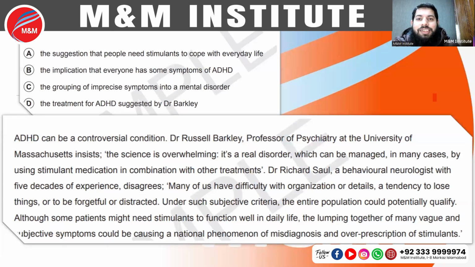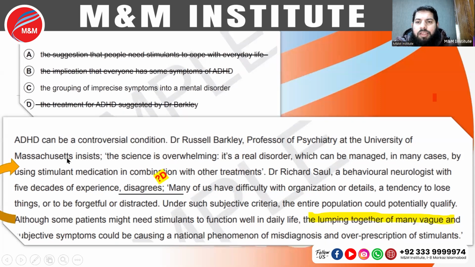Remember that in part C, do not rush to finish the reading. You must do the meaningful reading. Read slowly, gently, with understanding. Because when you read it slowly, gently, and try to develop the understanding, it would be easy for you to eliminate wrong answers. So when we read this question, we can see that the solution at this point can lead toward D, the treatment of ADHD suggested by Dr. Barclay. So we can say, oh my, D can be the answer.